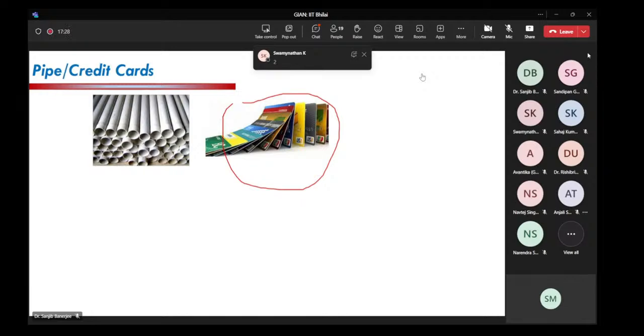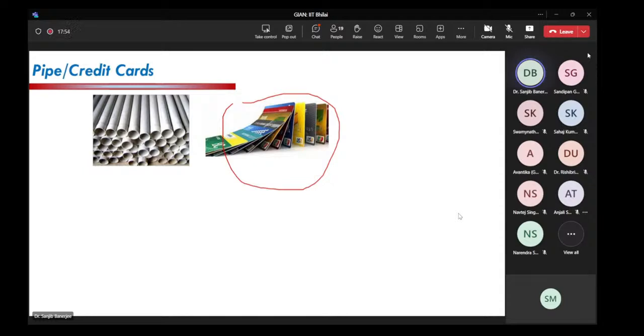Okay, please type your answers quickly. Once I have a few more answers, I will start explaining, because this is very interesting. All of us use debit cards, credit cards, and many other cards, right? Okay, so let me start.